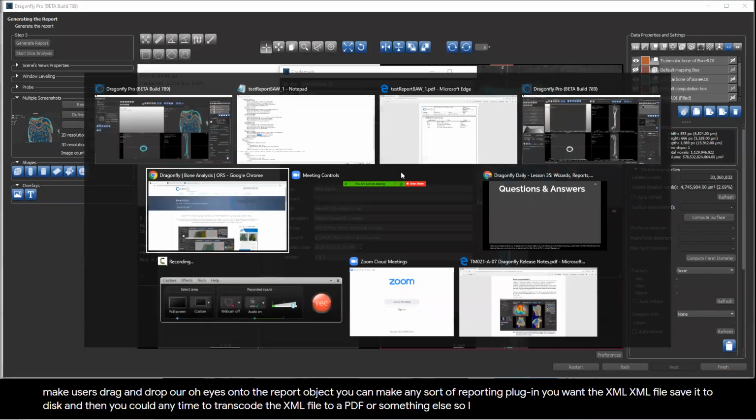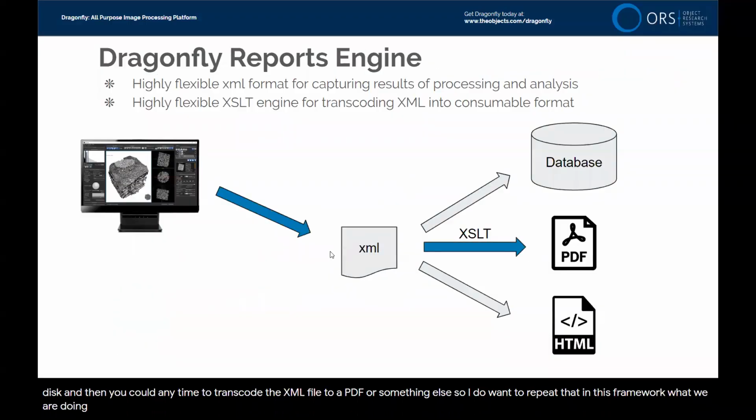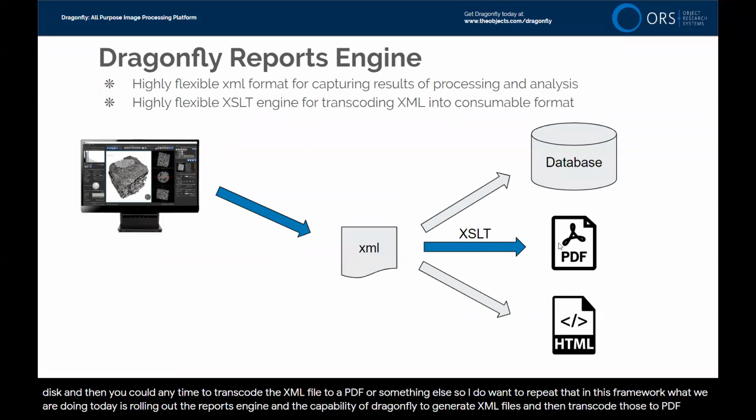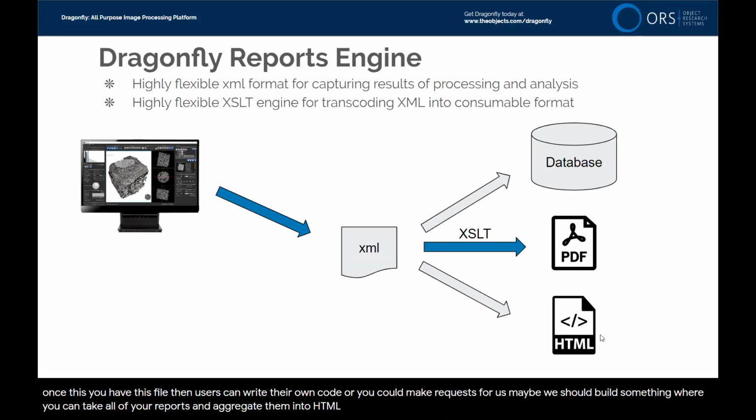So I do want to repeat that in this framework, what we're doing today is rolling out the reports engine and the capability of Dragonfly to generate XML files and then transcode those to PDFs. Once you have this file, then users can write their own code, or you could make requests for us. Maybe we should build something where you can take all of your reports and aggregate them into HTML pages, because that may be a better way of consuming than the PDFs.